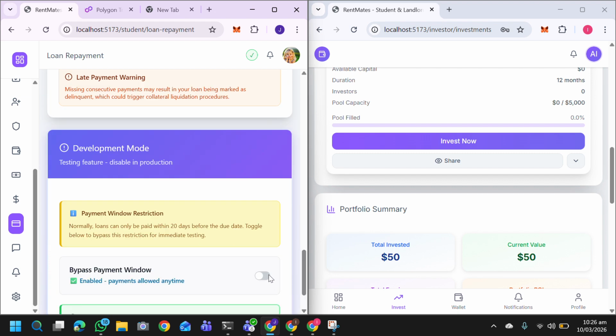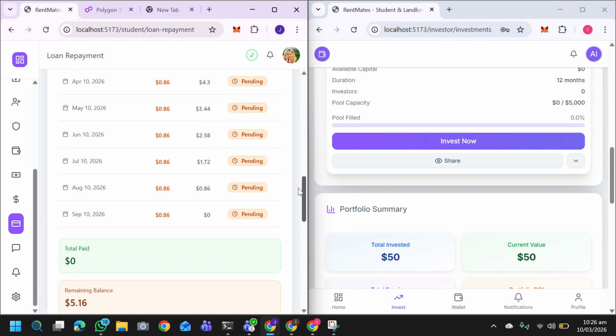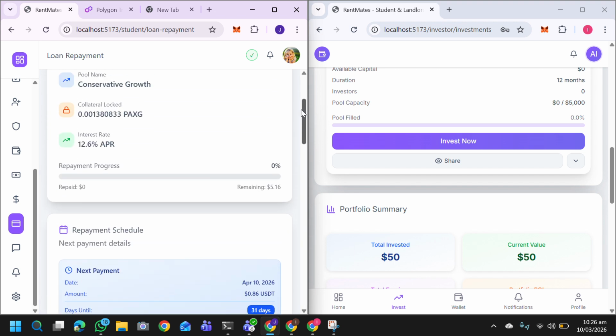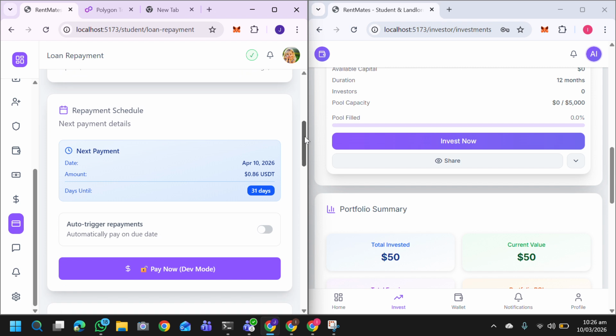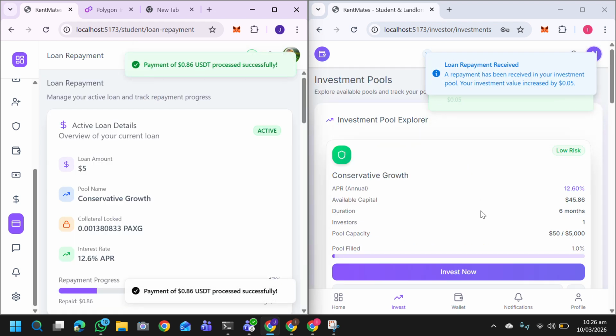I have added a feature where, in development mode, I can bypass this limitation. For testing, I would be able to pay again and again to check what exactly happens when the loan tenure ends. So let's suppose he pays the first installment corresponding to 10 April. The loan payment is received.